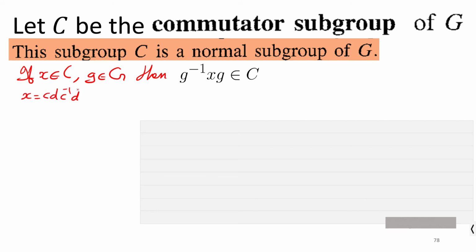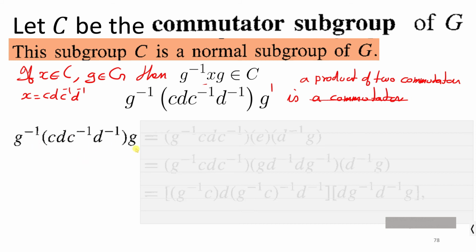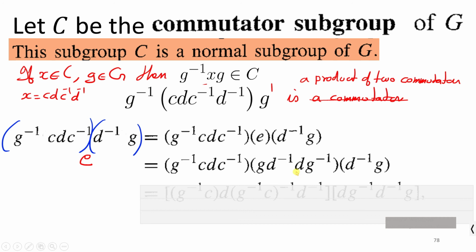Since x is a commutator, it is some c d c inverse d inverse. So you need to show that g inverse c d c inverse d inverse g is a commutator, or it is enough to show that it is a product of two commutators. So we start with g inverse c d c inverse d inverse g. By associative property, you can have it as g inverse c d c inverse into d inverse g, and you can add an e in between, and this e can be replaced with g d inverse d g inverse in the next step. So there is no change in this expression.